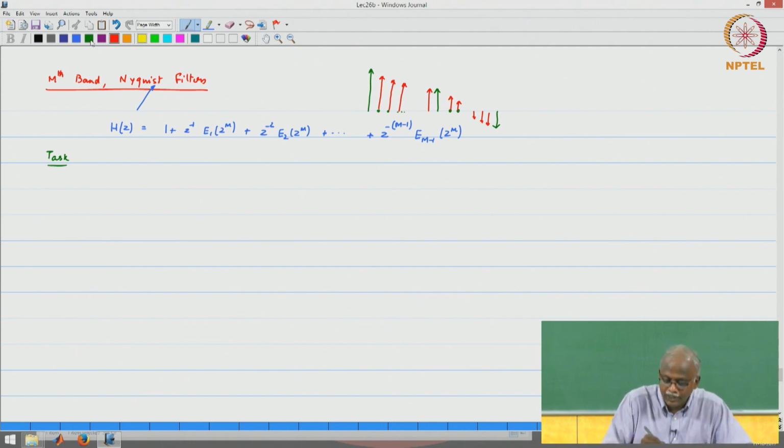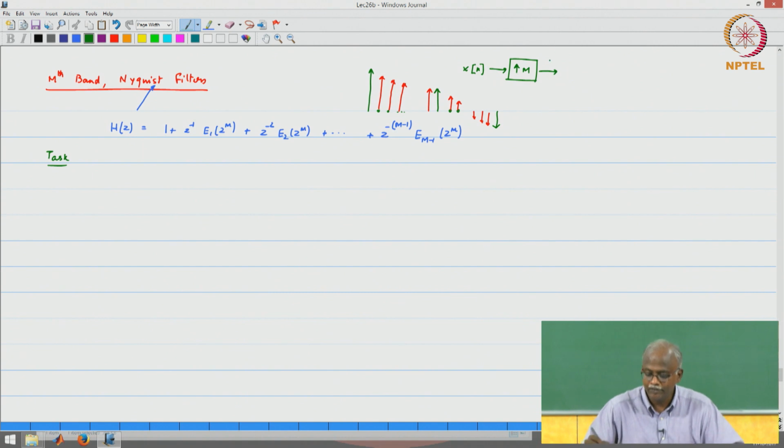So if the green was the input signal, x of n went in, got upsampled by a factor of m, and then you did the interpolation filter, then you get the complete signal. Let me call this the interpolation filter h of z, after which you get the composite signal, which is y of n with the 0 valued samples. Now if I take y of n and downsample it by m, will I get back x of n?